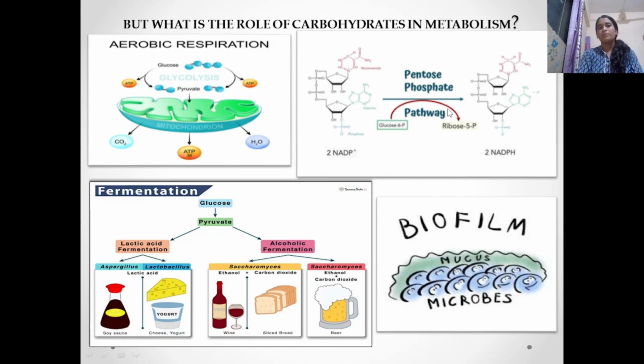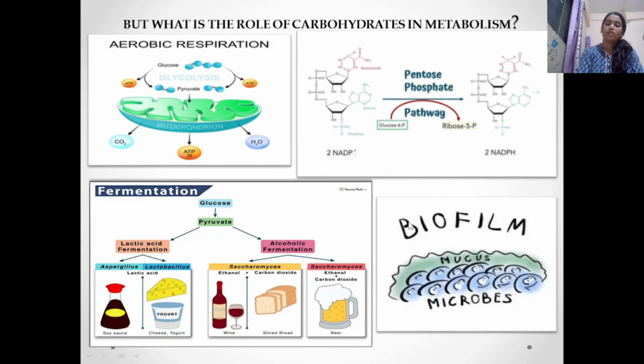The pentose phosphate pathway takes place in two phases, the oxidative phase and the non-oxidative phase. In the oxidative phase, glucose 6 phosphate is converted to ribose 5 phosphate, carbon dioxide and NADPH. In the non-oxidative phase, the interconversion of sugars of different lengths takes place. So this is also an important type of carbohydrate metabolism.